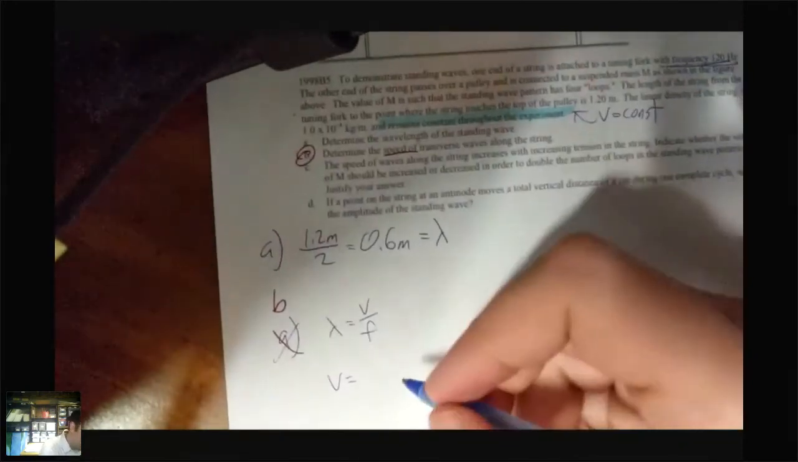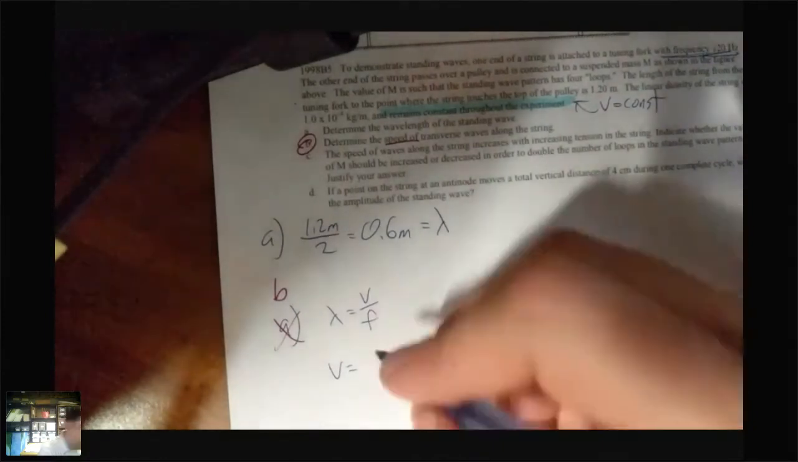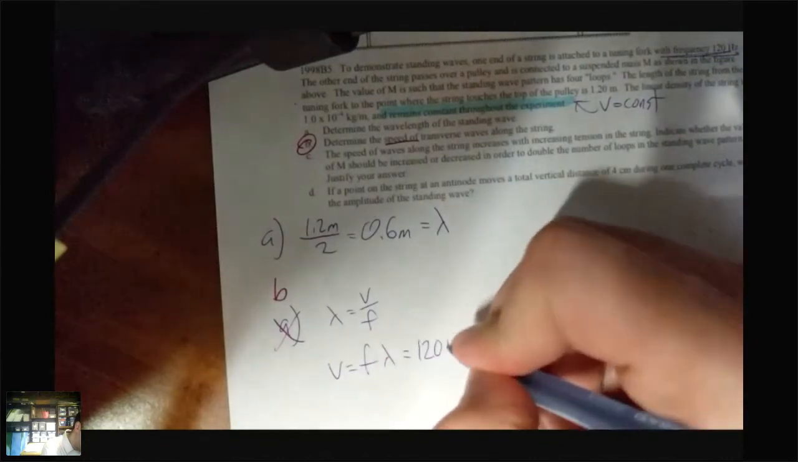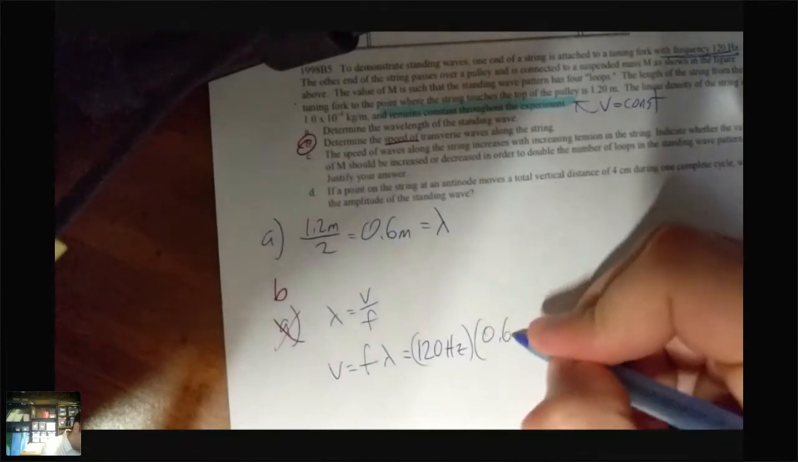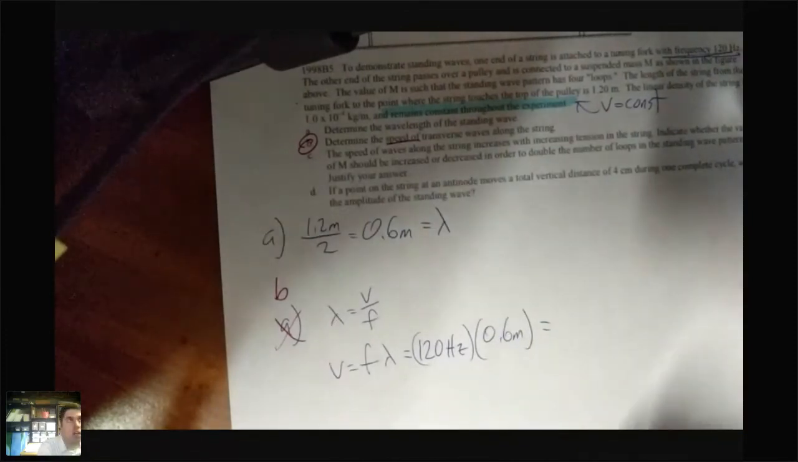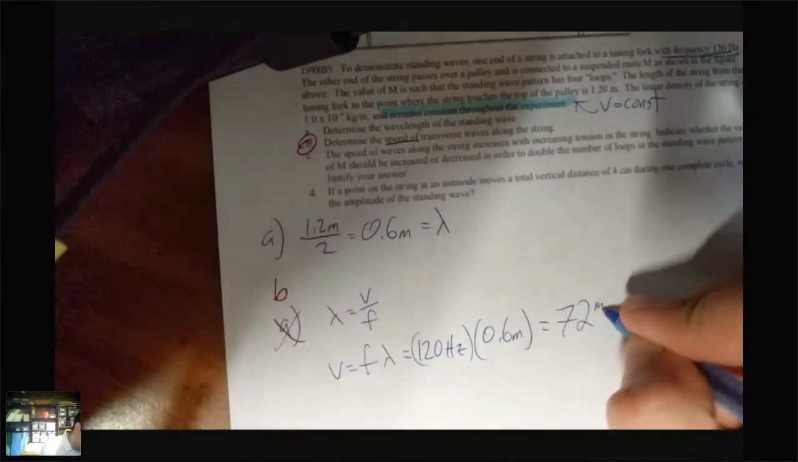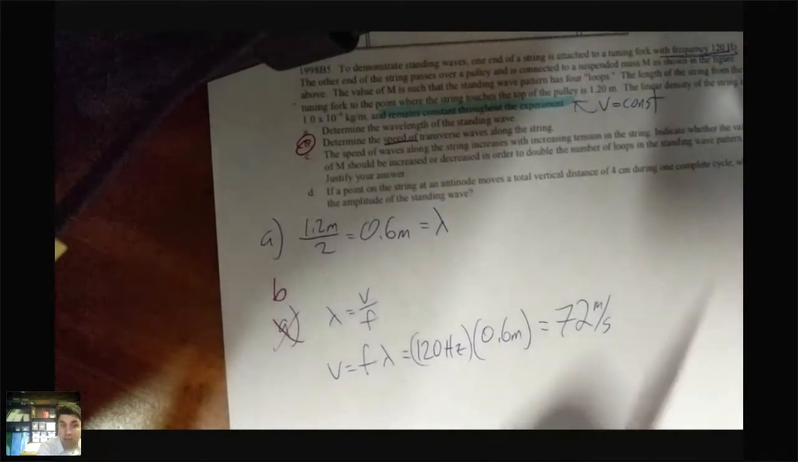All right, so let's do part B now. We're looking for V. We just found the wavelength and we know the frequency. I always recommend solving it algebraically before you plug in numbers. So V is F times the wavelength, 120 hertz times the wavelength we just found, 0.6 meters. 120 times 0.6 is 72 meters per second. And there is our velocity for that wave.